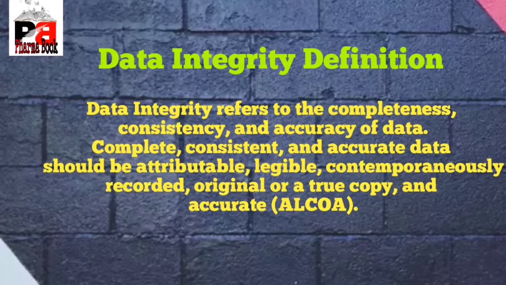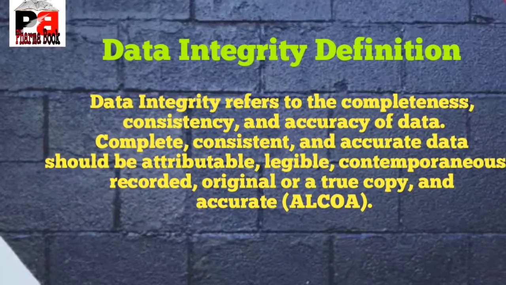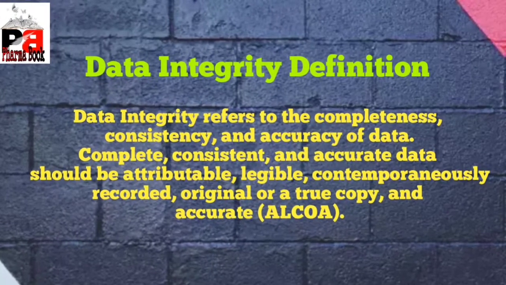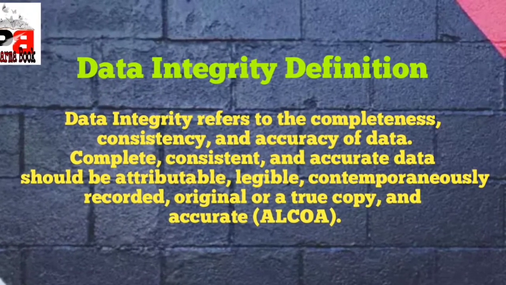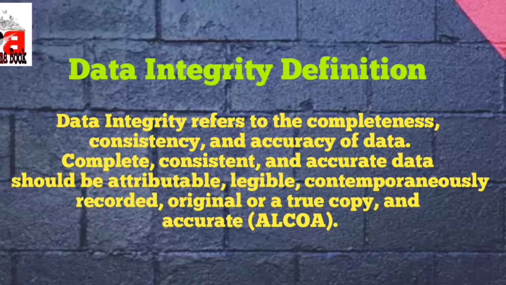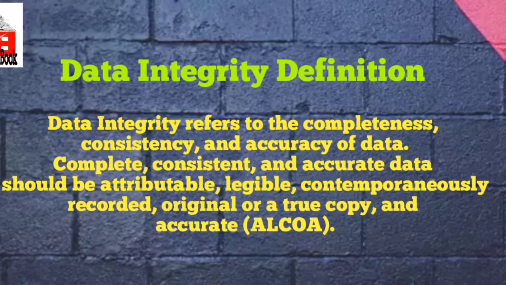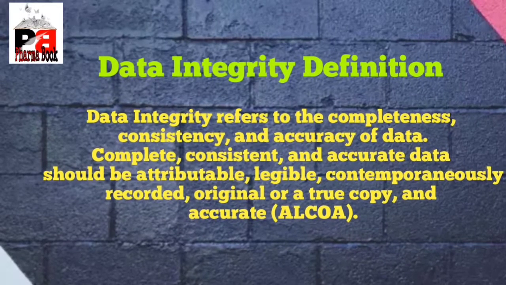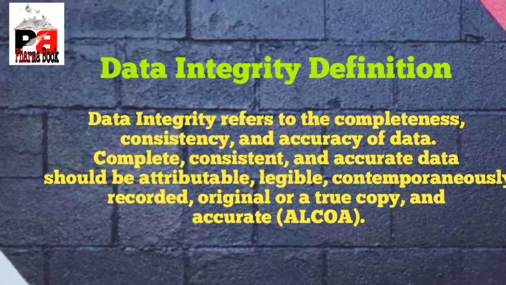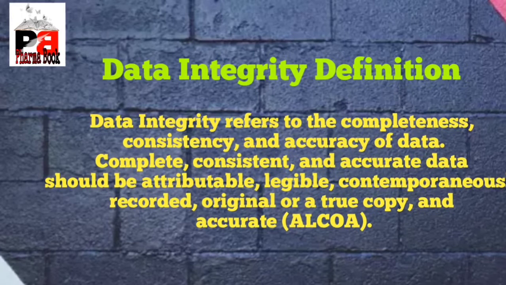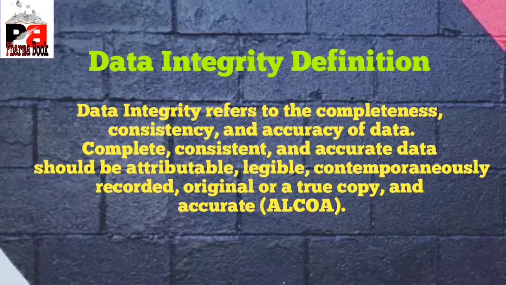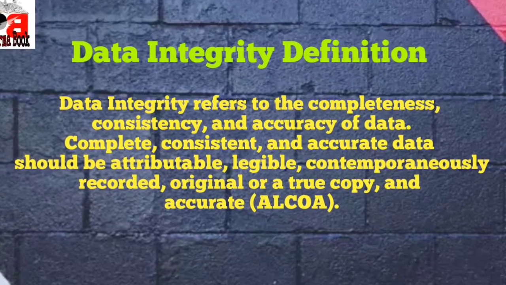Let's see a few definitions. The first one, data integrity. Data integrity refers to the completeness, consistency and accuracy of the data throughout the data life cycle. The complete, consistent and accurate data should be attributable, legible, contemporaneously recorded, original or a true copy, and accurate.